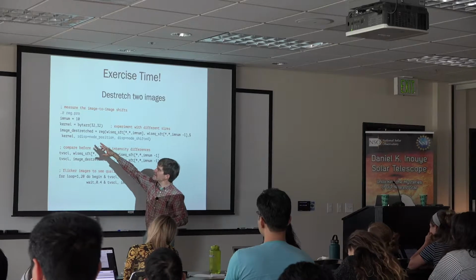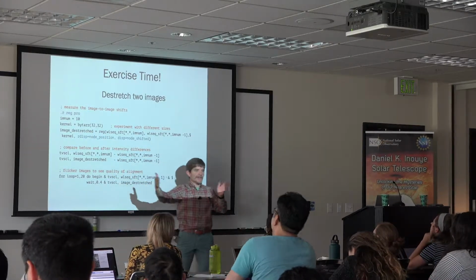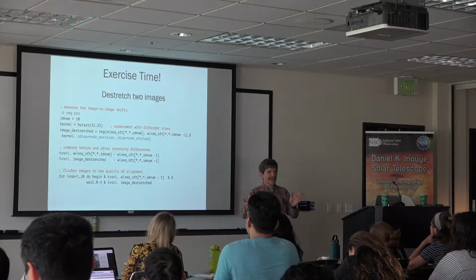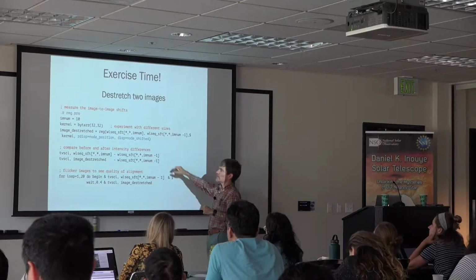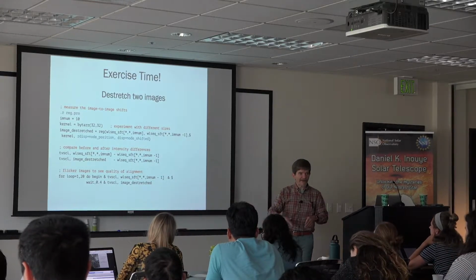You just pick out some image index. This is, as I said, your kernel. So this is 32 by 32 pixels, so about 3 by 3 arc seconds in these data. You can try different sizes. You could try taking a big box and seeing how well that does.